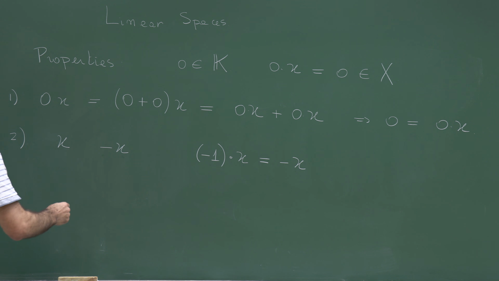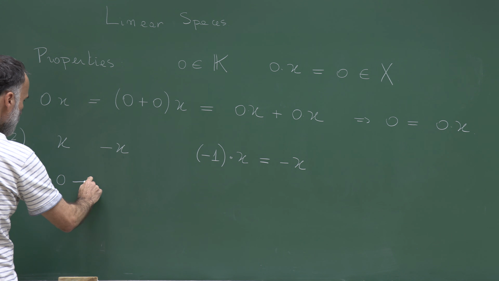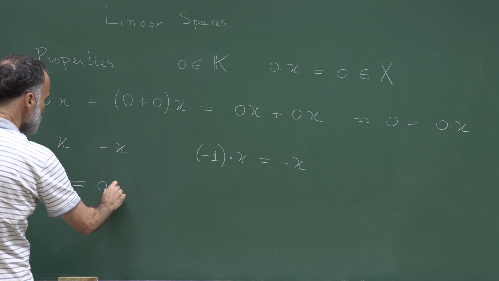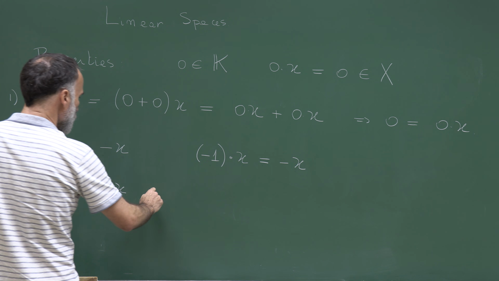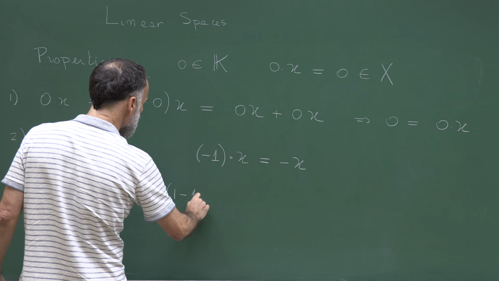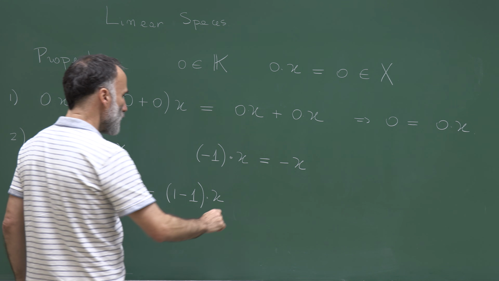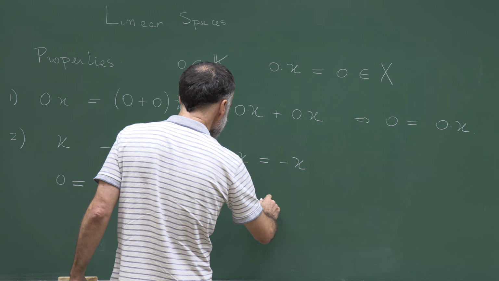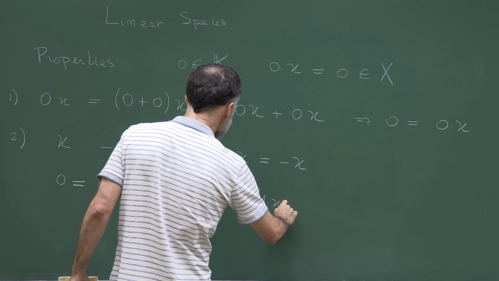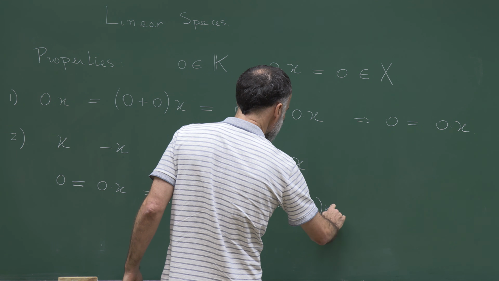Well, and how do you prove that? Well, you know that 0, as I just proved, is equal to 0 times x. Well, but I can write 0 as 1 minus 1 times x. Now I can distribute that. So this is 1 times x plus minus 1 times x.